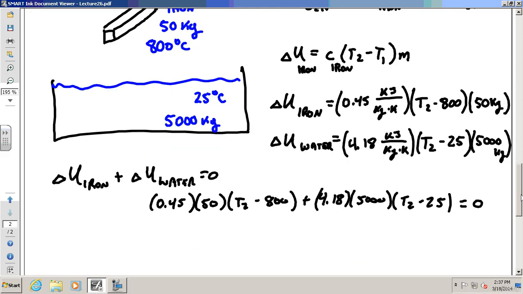So now I put it together in one equation, and now I want to solve for T2. It's not that hard, it's just some algebra. You could also use your solver, which is kind of what I did. I thought that was kind of fun. I used my solver, and I got the final temperature, T2, as 25.83 degrees Celsius. 25.83.